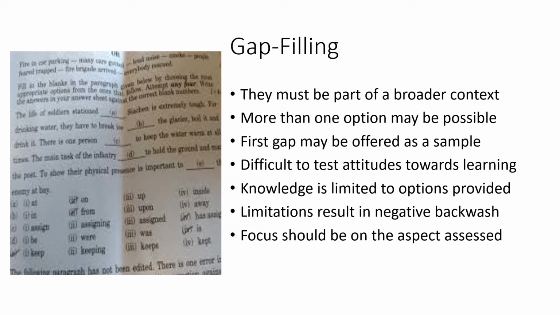Another type of recognition item is gap filling. Gap filling has context, thus there are many contextual clues within the passage. So there may be more than one option that is possible. However, in recognition type of items, options should be given for every blank. And the first gap must be offered as a sample.